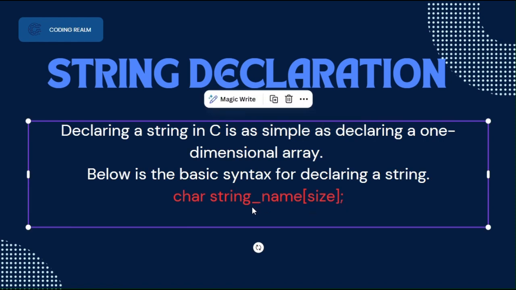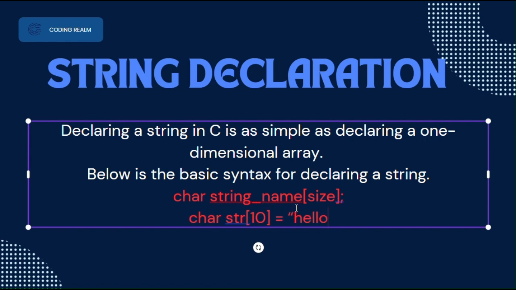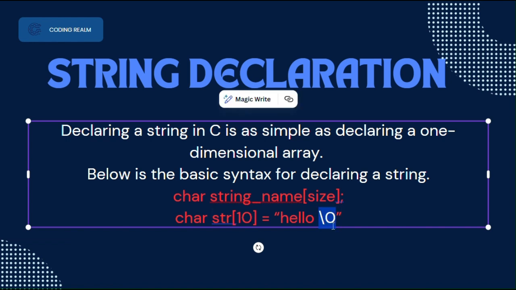Look, for example, at this example. We have char str and the size is 10. And I need to put, for example, to print hello, \0. \0 is the unique character. It means the string is terminated here. This is the importance of the null character \0. It indicates that the string is terminated here.